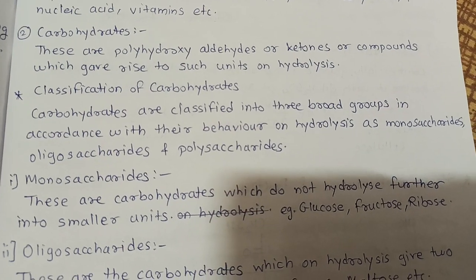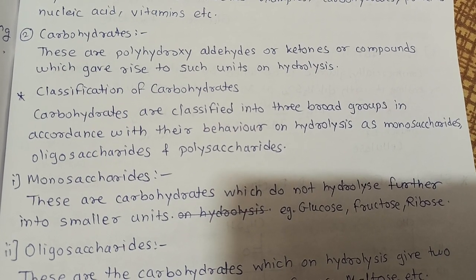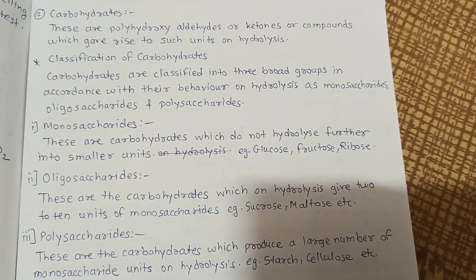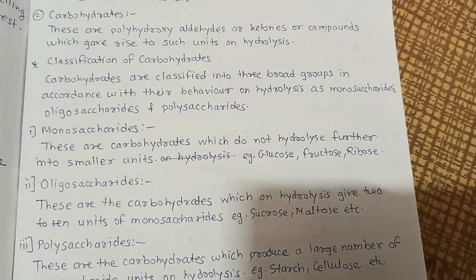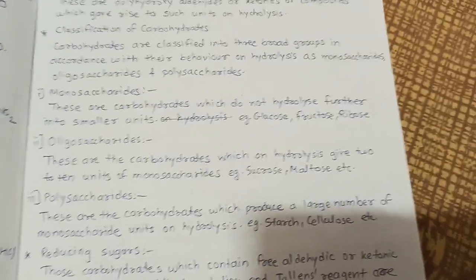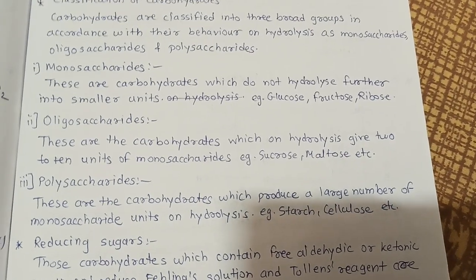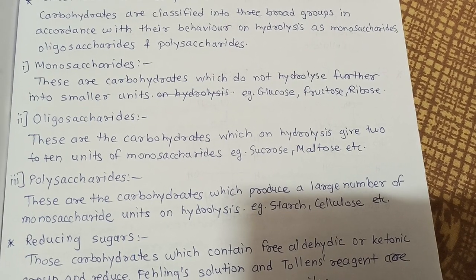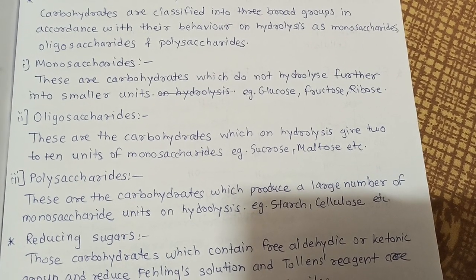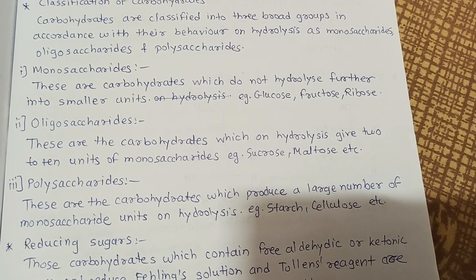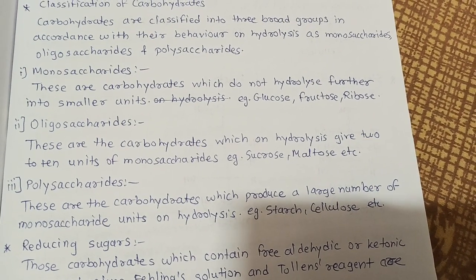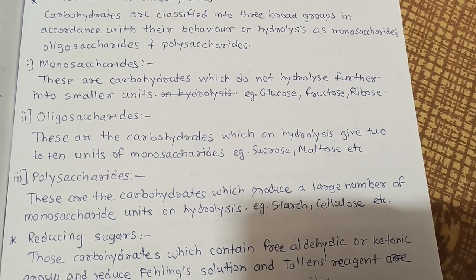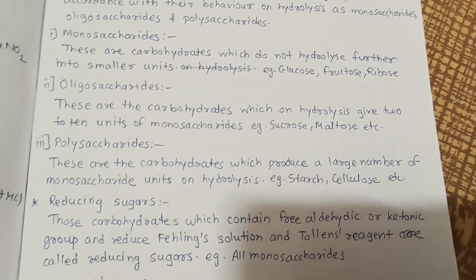Then classification of carbohydrates. Carbohydrates are classified into three broad groups in accordance with their behavior on hydrolysis: monosaccharide, oligosaccharide and polysaccharide. So what are monosaccharides? These are carbohydrates which do not hydrolyze further into smaller units. Hydrolysis is addition of water, so by addition of water we cannot break them further. Examples are glucose, fructose, ribose, etc.